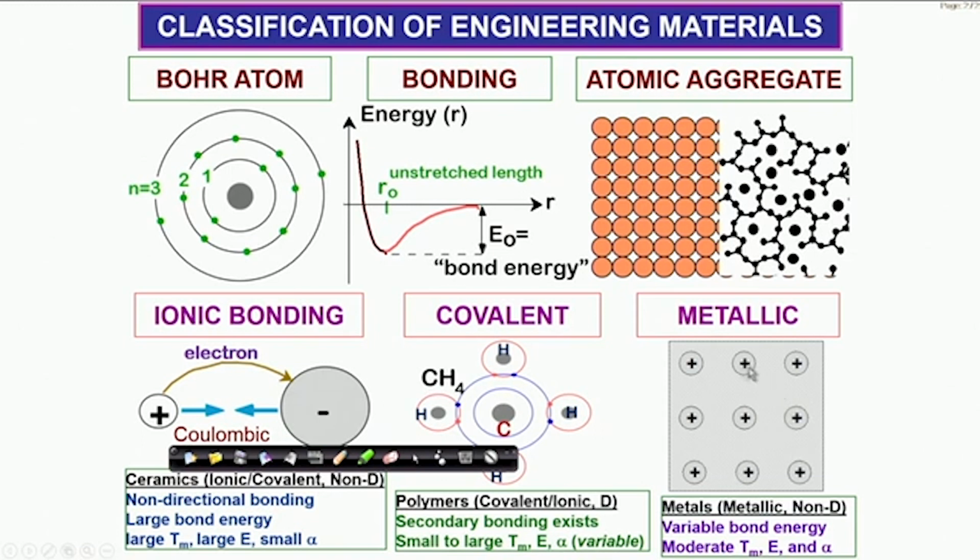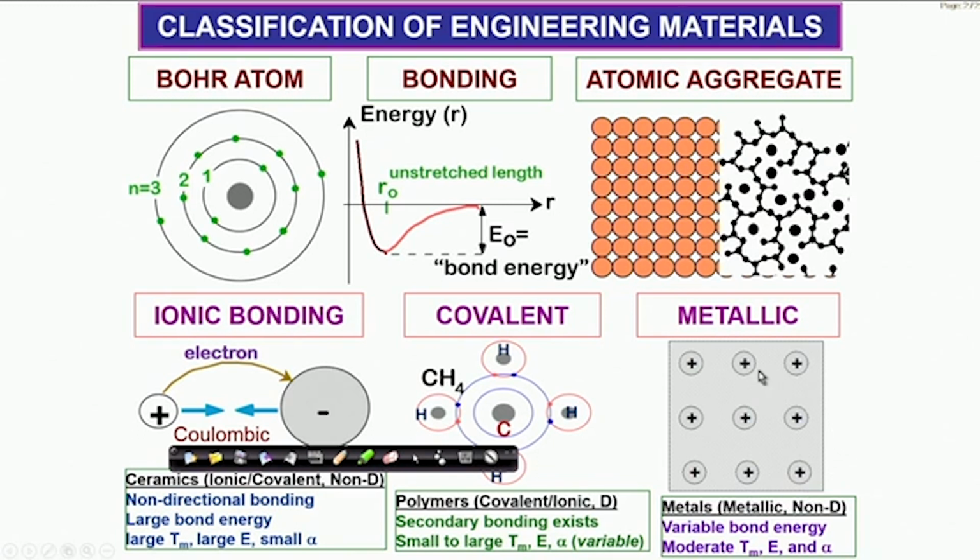And finally, when you discuss materials where you have a very unique situation, where you have cations in a periodic array permeated by a free electron cloud, in such a situation what you end up getting is known as metallic bonding. As a result, you have a fairly variable bond energy, but moderately large melting temperature, elastic modulus, and coefficient of thermal expansion.